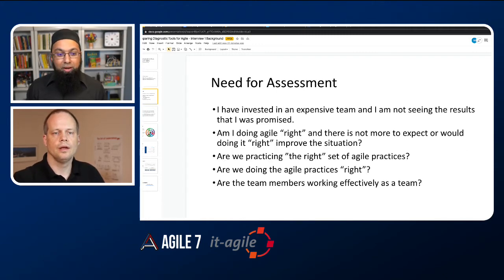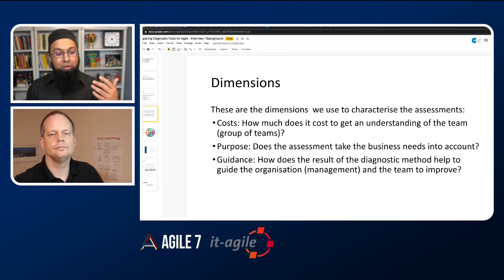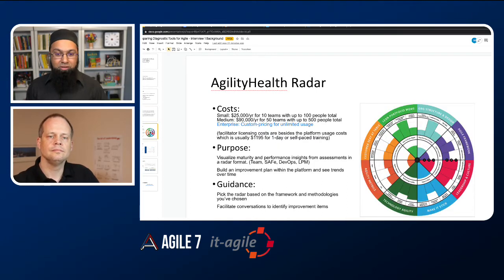Perfect. So let's go on to the first one. And remember, the persona is for the person who's investing in their team, the manager who's investing in the team. So let's go back to the first one. So Agility Health Radar, right? I have used it personally as well, and maybe I will speak to it, and then Dr. Wolfgideon, you may add to it.